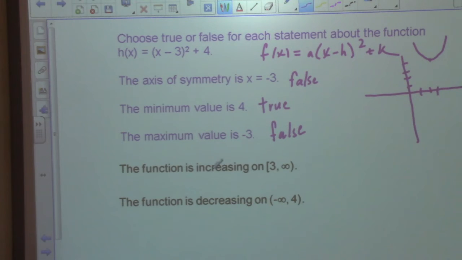Next statement here, the function is increasing on 3 to infinity. Is that true? True. Then the function is decreasing on -infinity to -4. Decreasing from -infinity to 3, but not to 4, because we're turning the corner there. All right. Any questions on this section? Let's go on then.